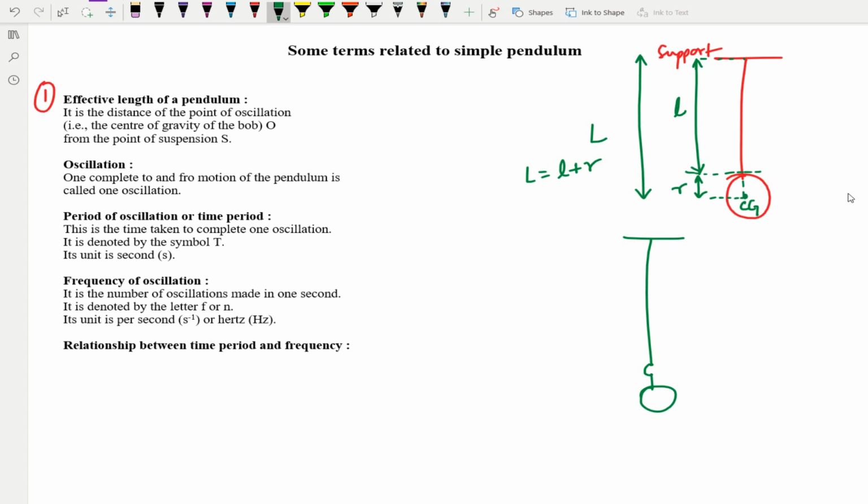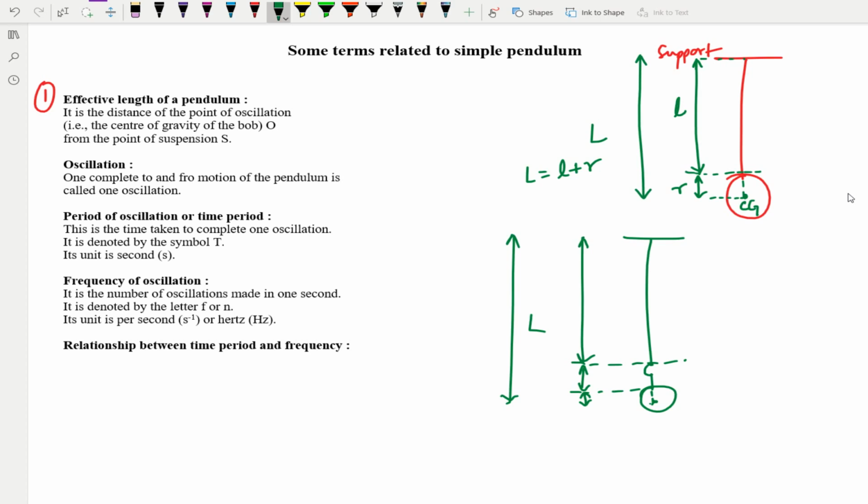Okay, so in such cases what will be the effective length? It will be the length of the string, which is still here, then the length of the hook, which is still here, and then the radius of the bob, which is still here. So this total thing till the center of gravity or center of mass will be the effective length.